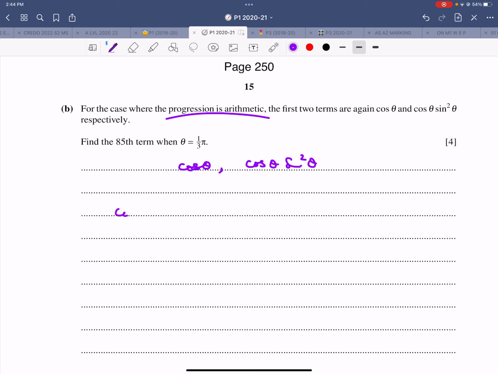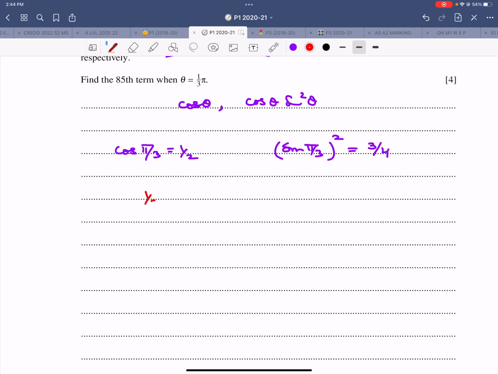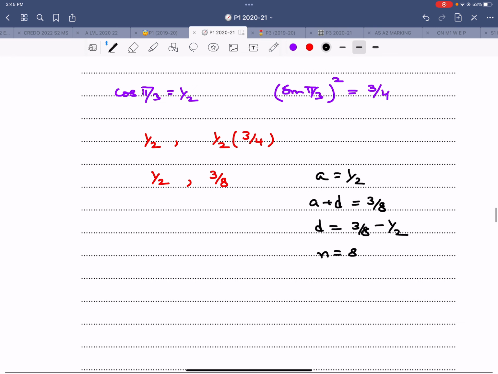So therefore, cosine of pi by 3 is half. We already wrote that. Sine of pi by 3 whole square is 3 over 4. First term is half. Second term is half multiplied by 3/4, that is 3 over 8. So a is half, and a plus d, which is t2, is 3 over 8. Therefore, d is 3 over 8 minus half. And n is 85, so the 85th term is a plus 84d. Plug the things in and you get the answer.